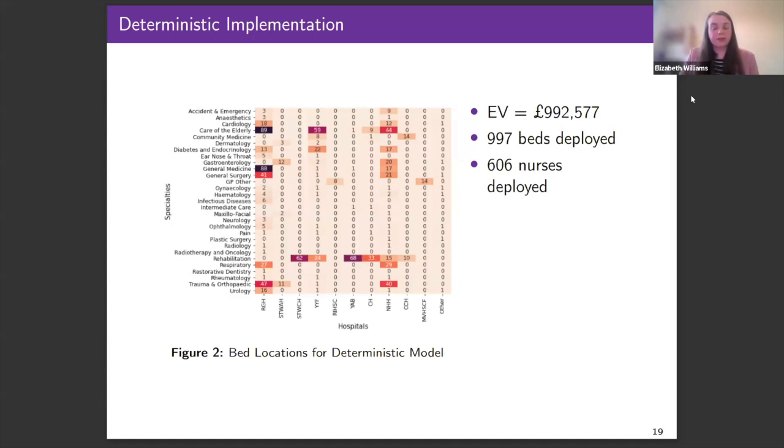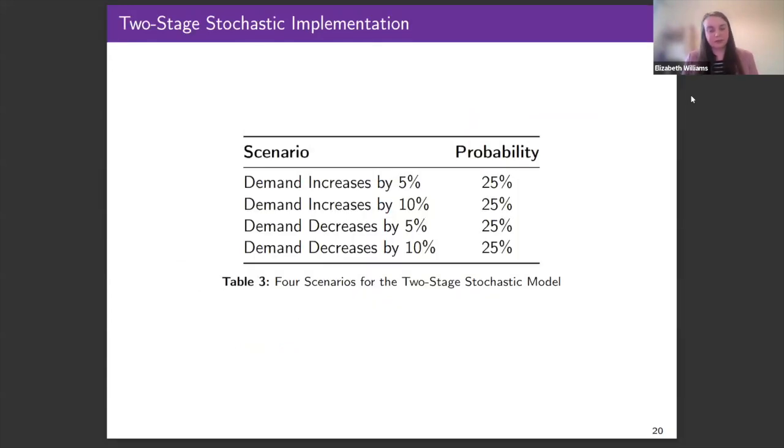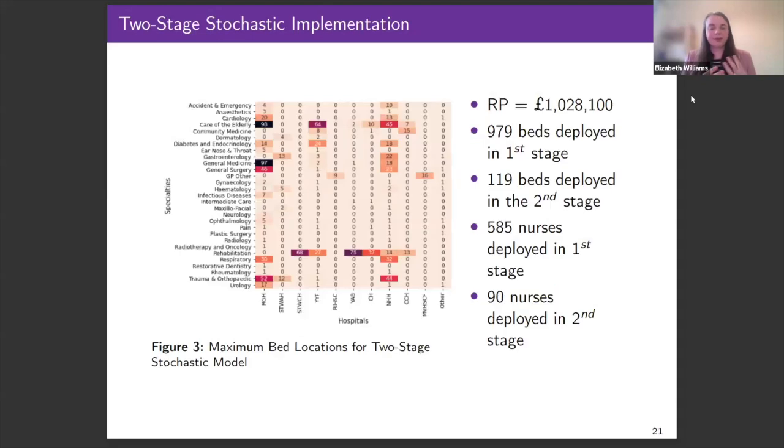Then we were able to look at some stochastic scenarios. Here is a very simple one: if our demand was to increase by 5% and 10%, and to decrease by 5% and 10%, all with equal probabilities, what would the result be? Again, we have a nice visual showing where beds are deployed, and our cost is slightly more, but this would be expected. As we can see, we're deploying slightly fewer beds in the first stage and then more beds in the second stage, and similarly with nursing staff.